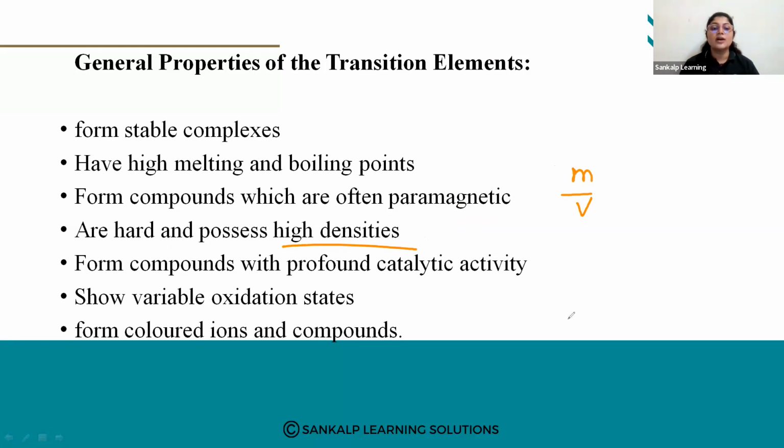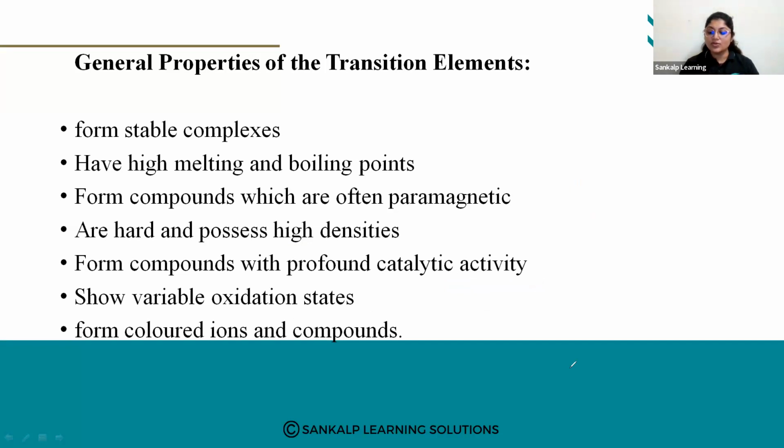Then they form compounds with profound catalytic activity. So they show some catalytic activity. They show variable oxidation state. Variable oxidation state means what? They will show various oxidation states, so one particular element may show different oxidation states. They form colored ions and compounds due to d-d transitions, as we have discussed. So these are some of the key properties of transition elements.